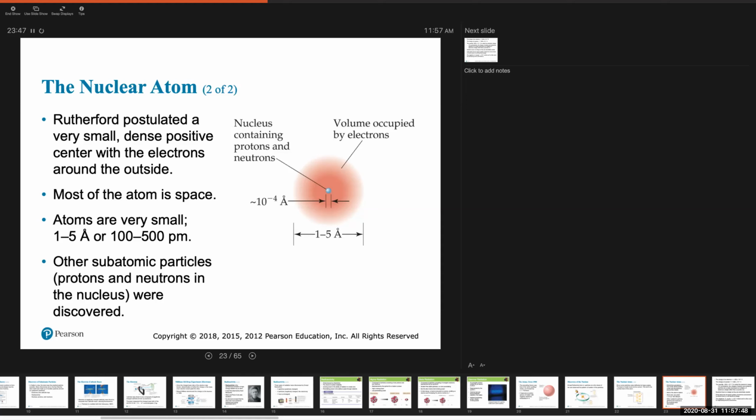Okay, and we'll talk a little bit more about that a few chapters from now. But the electrons are moving around. They could be anywhere in there. Atoms themselves are pretty small, 1 to 5 angstroms. An angstrom is 10 to the minus 10th meters, so it's pretty small. But the nucleus is even smaller. If the atom is 1 to 5 angstroms, that nucleus is 10 to the minus 4 angstroms. So tiny relative to the whole atom.